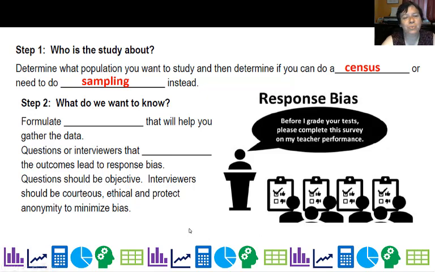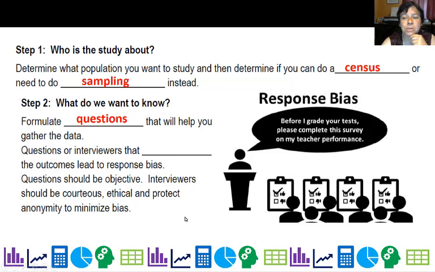All right, step two, what do we want to know? So you need to formulate questions that will help you gather the data. Remember that the questions won't always be just like what your result for the study is. So, for example, for the percentage of people who have internet access, you would be asking instead, do you have internet access? Not what percentage of you have internet access.